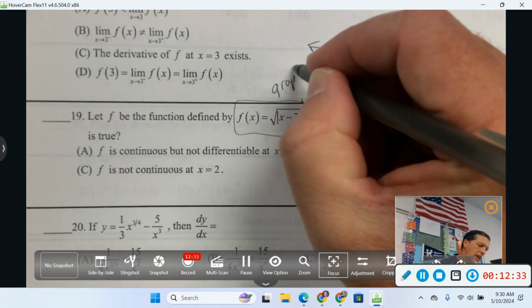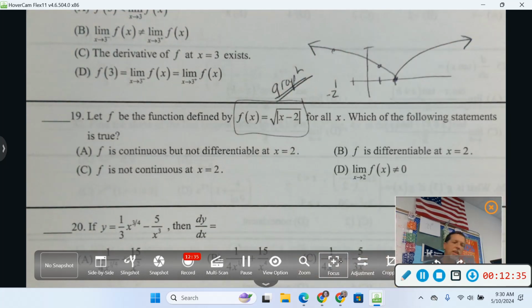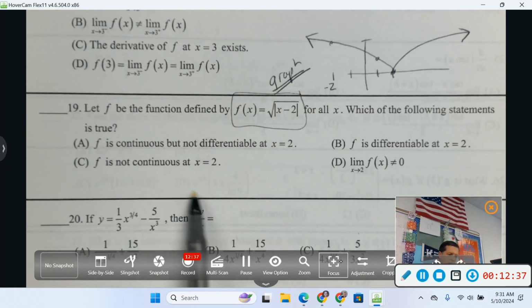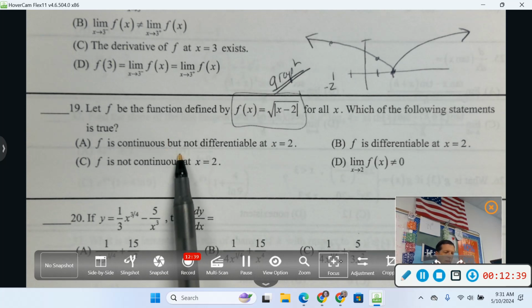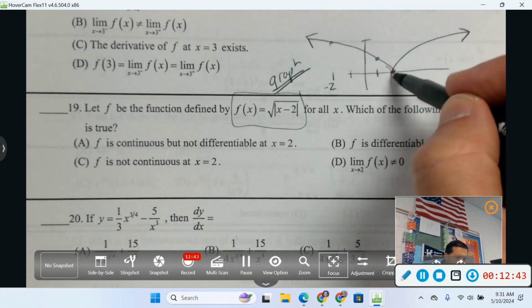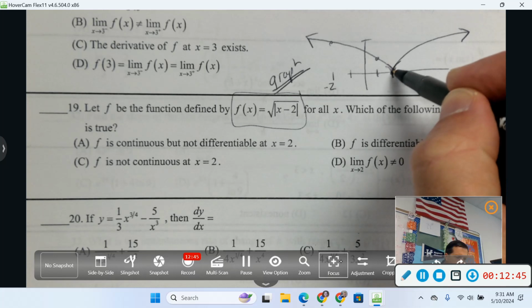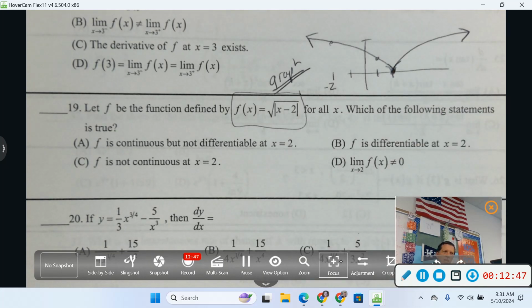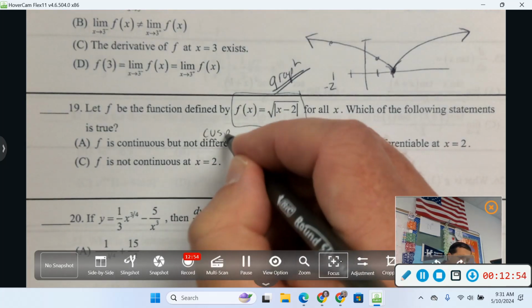So I would say it would be very helpful to know the graph of that thing. That way you can answer these questions. Part A, f is continuous but not differentiable. It's definitely continuous. Is it differentiable? Why not? Because it's the cusp. The cusp thing. So I think it's A.